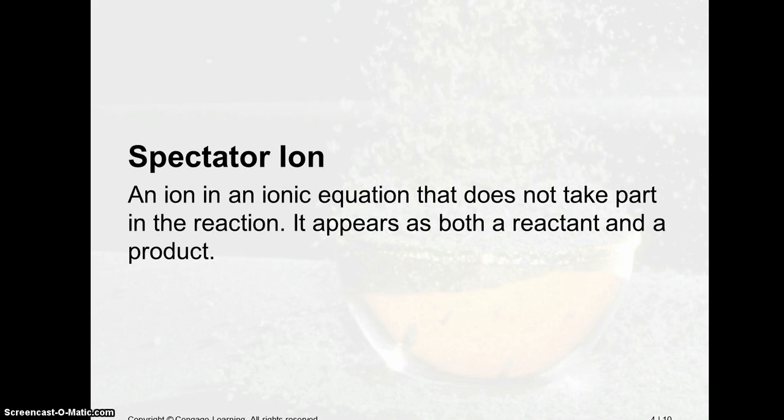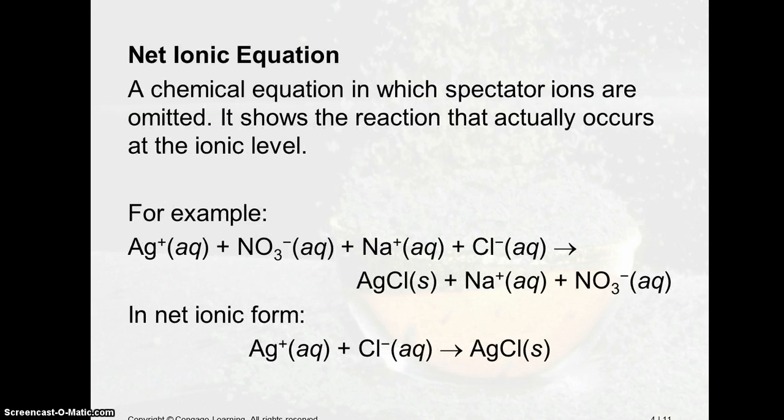Once you determine your complete ionic equation, you then have to consider what doesn't really play a role. And those ions that don't really play a role are called spectator ions. They appear in both places as a reactant and product. If you look at this one that we've been working on, your NO3- and Na+ appear in the exact same form on both sides. So they're eliminated, and your equation is really the silver ion plus the chloride ion forms silver chloride.